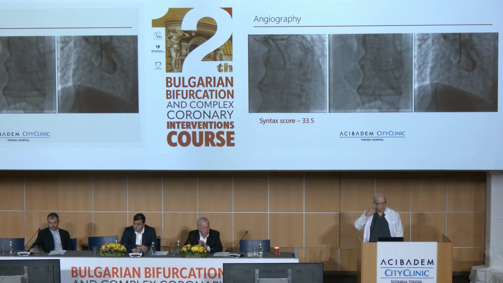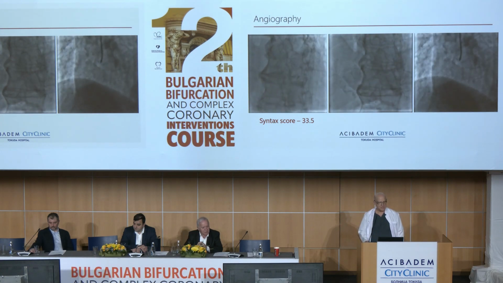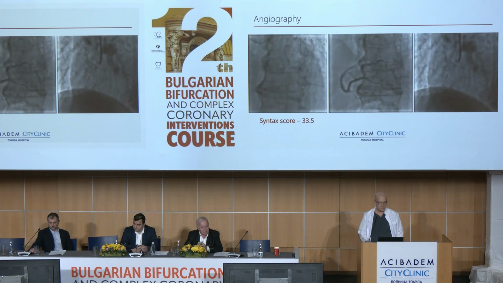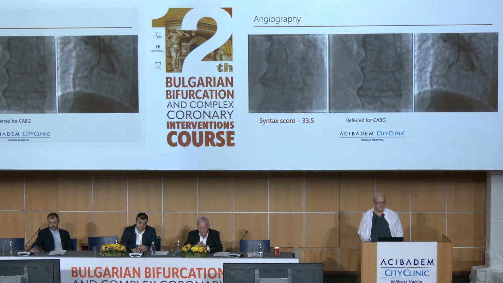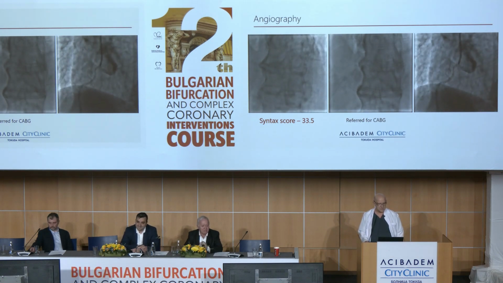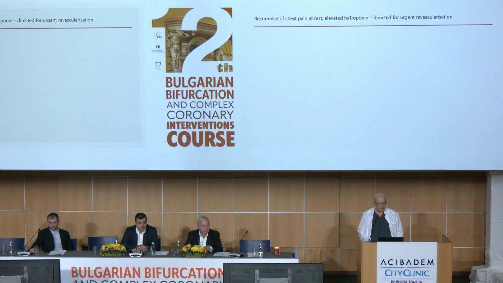So we decided to go for the intervention. The right image is from yesterday. The patient has a SYNTAX score of more than 33, but the patient absolutely refuses cardiac surgery. And that's why we planned him for percutaneous revascularization. This is the story that I told you in brief.